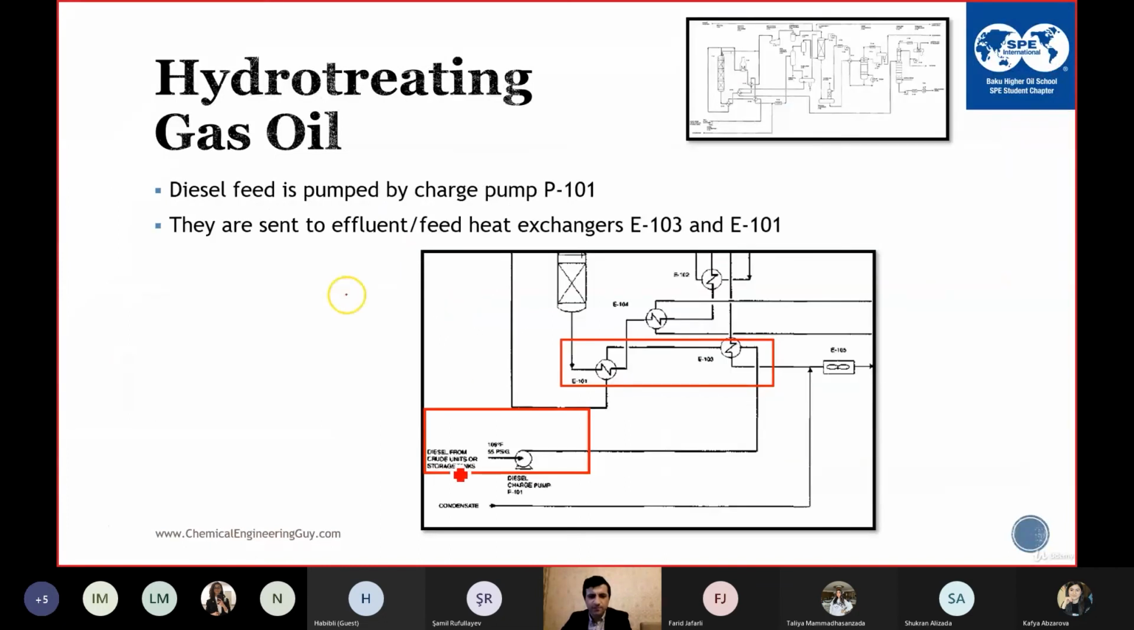Let's start from the beginning. This is the same as what I explained in general for hydrotreating processes, but I will explain it again so that it will be a repetition for you. We start from the feed. The feed is pumped as a liquid, and we have the preheat exchangers. The feed comes from here, goes to the first preheat exchanger, then the second preheat exchanger, and then to the reactor.